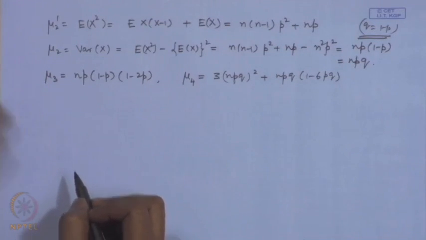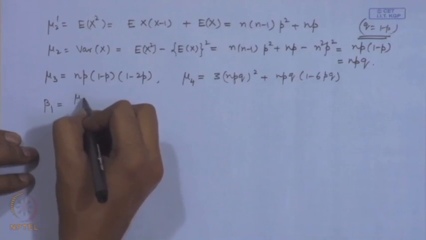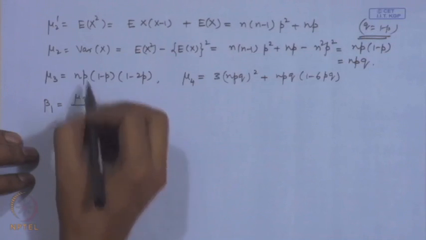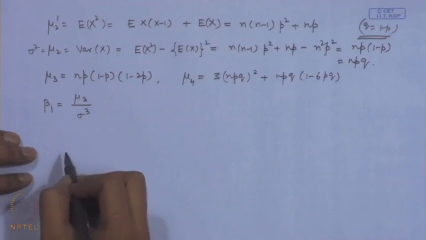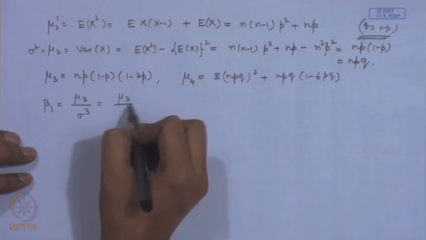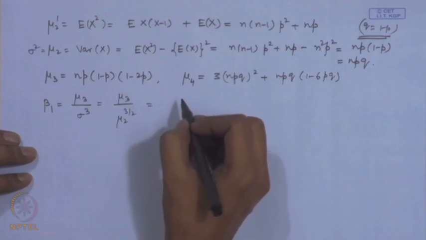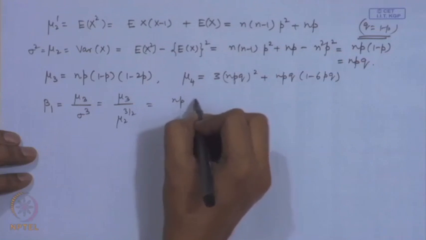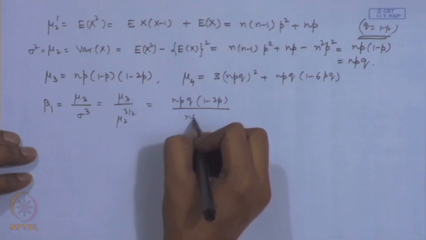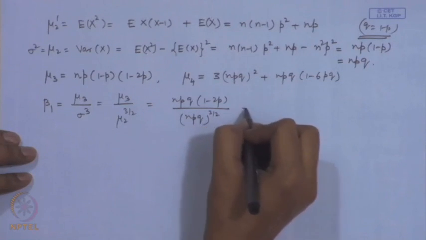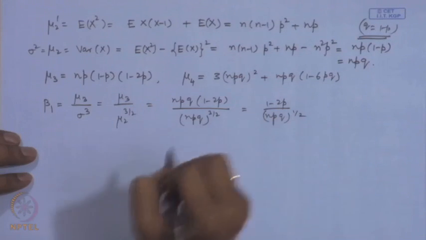Now, if we consider say beta 1, that is the measure of skewness, that is mu 3 by, see this notation we can also write sigma square for the variance, then this is mu 3 by sigma cube or mu 3 divided by mu 2 to the power 3 by 2. So, that is equal to n p q into 1 minus 2 p divided by n p q to the power 3 by 2, that is equal to 1 minus 2 p divided by n p q to the power half.